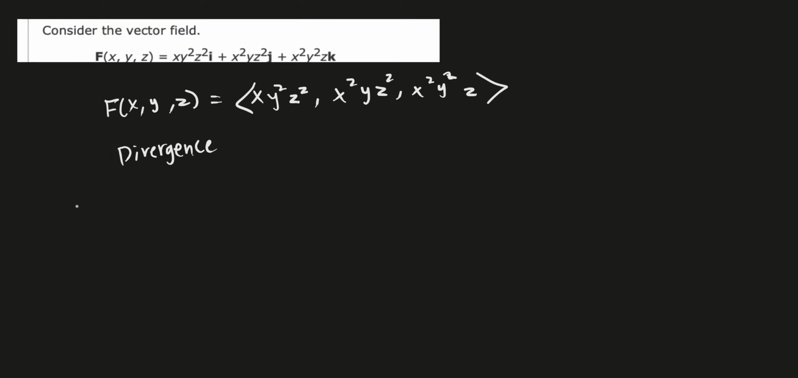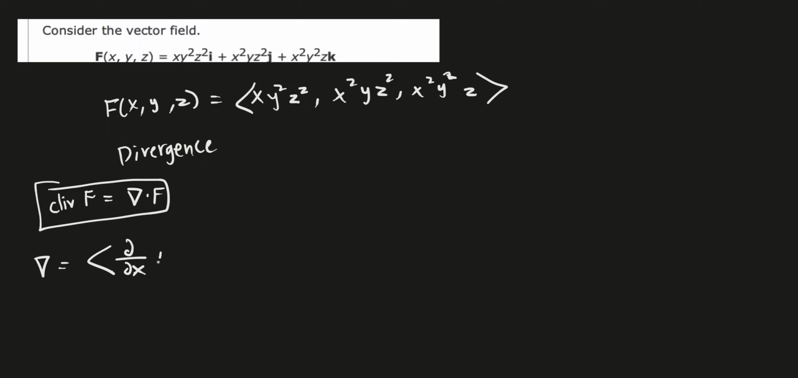The way you can do this is, it's written like this: div F, and that's going to be equal to del dot capital F. This is important, this is what you're going to use. Let's go ahead and solve the problem. Now del is equal to the partial with respect to x, partial with respect to y, partial with respect to z. And then F, we have it up there. I'm not going to write it again.